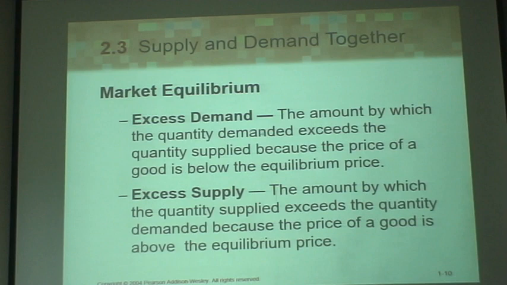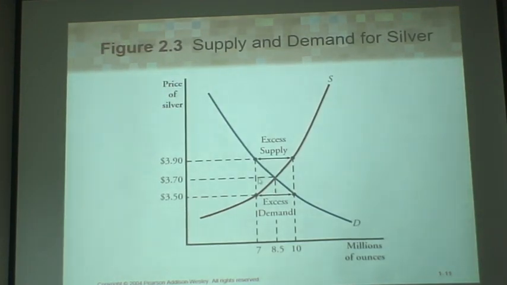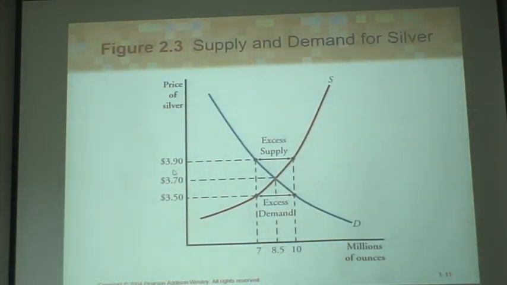And here we have excess demand and excess supply. If the price is higher than the equilibrium, at this price more people want to produce, but because the price is too high, fewer people want to buy. So you have excess supply. If you have excess supply, the price will go down.